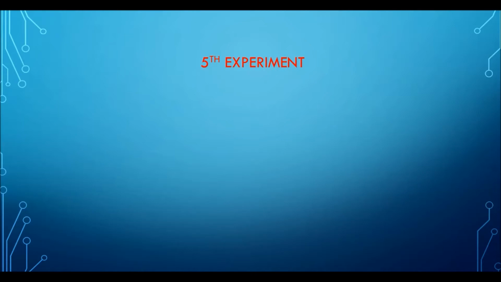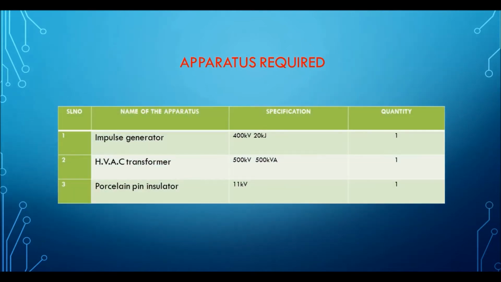This is the fifth experiment. Aim of the experiment: to determine the impulse ratio of a porcelain pin insulator. Apparatus required: impulse generator 400 kV 20 kJ, high voltage AC transformer 500 kV 500 kVA, porcelain pin insulator 11 kV.